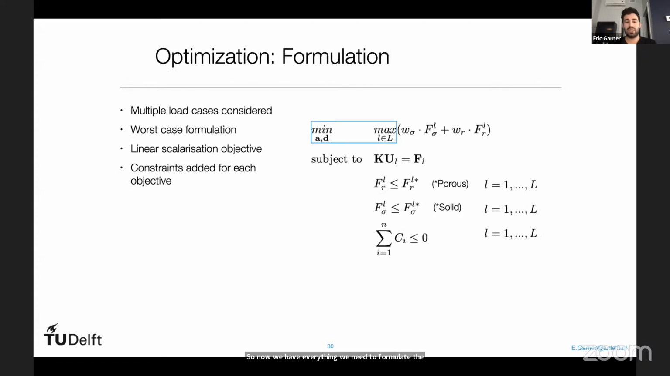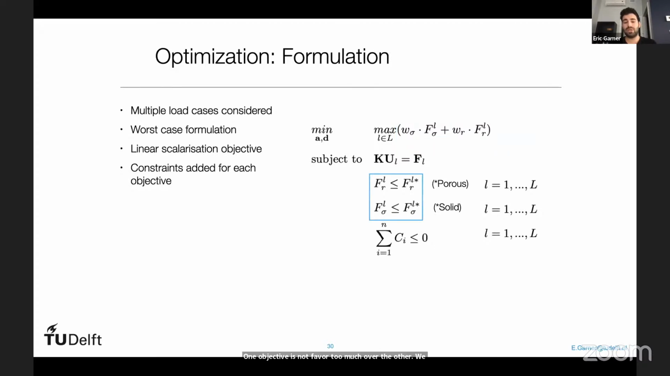I just note that we consider multiple load cases, in this case L, and we consider a worst case formulation. We use linear scalarization of the objective, so we just take a weighted average of the two, or in this case a weighted sum, sorry. And then, in order to make sure that one objective is not favored too much over the other, we add constraints to each one of the objectives.